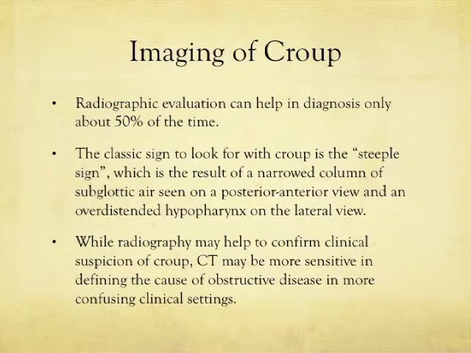So there's some imaging you can do that may help with the diagnosis of croup. That would include x-rays. As it says here, radiographic evaluation can help in diagnosis, but only about 50% of the time. The classic sign to look for with croup is the steeple sign, which is the result of a narrowed column of subglottic air seen on a posterior anterior view and an overdistended hypopharynx on the lateral view. While radiography may help to confirm clinical suspicion of croup, computed tomography or CT may be more sensitive in defining the cause of obstructive disease in more confusing clinical settings. So X-ray may help, CT is going to help confirm.